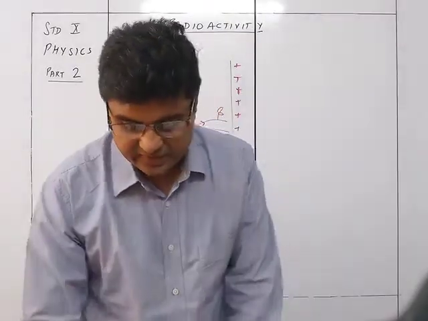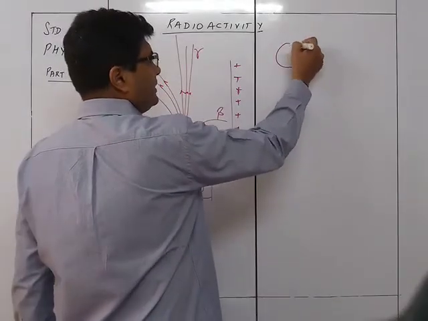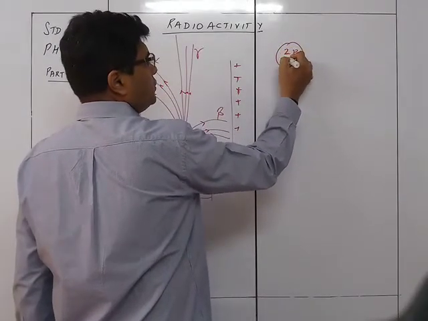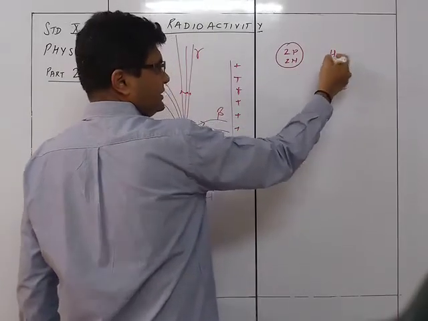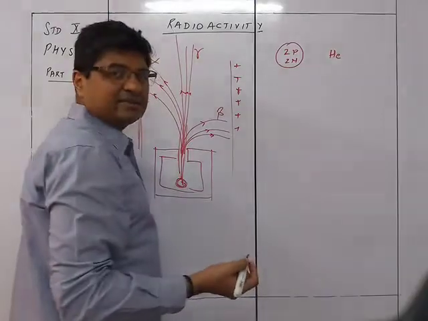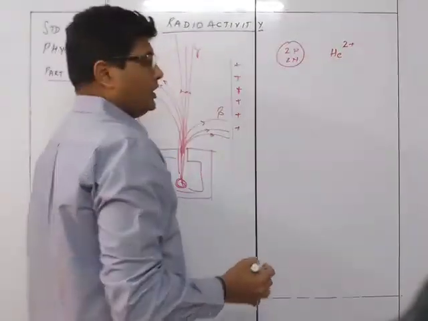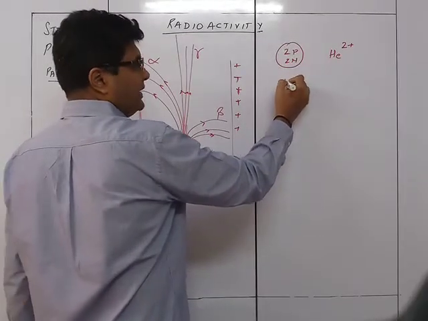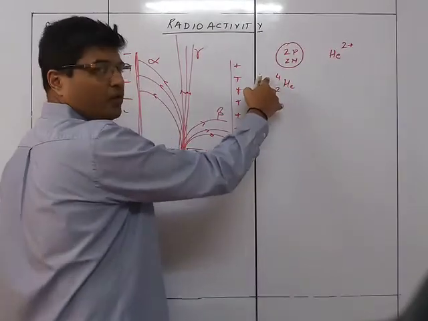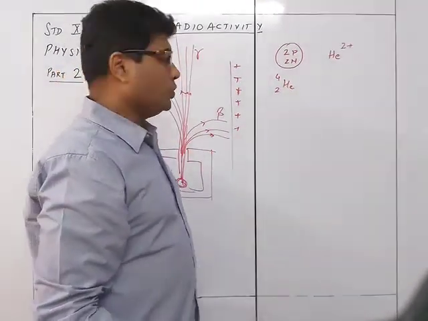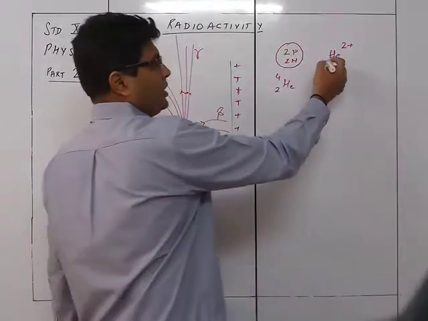So we can see that the alpha particle is like this. It is just a simple nucleus having 2 protons and 2 neutrons. Therefore we can consider it to be a helium nucleus which does not have its electrons, that is He2+. We can write it as He, with mass number 4 and atomic number 2, as is the case of helium, and it is called He2+.